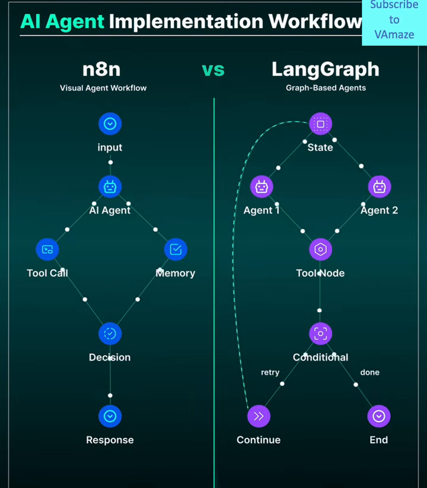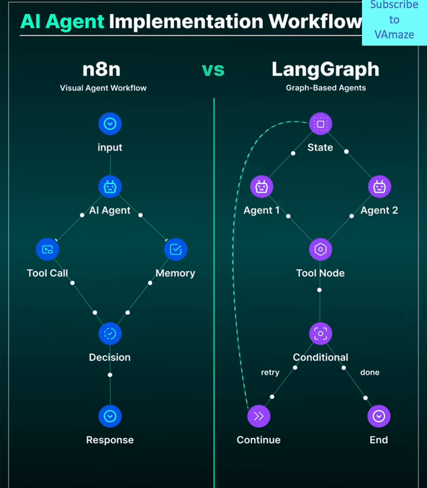This could be a user request, a webhook trigger, or any external event. That input immediately flows into the AI agent node. Here, the agent uses a language model, or other AI core, to interpret the input. Once the AI core has parsed the request, two parallel branches open up.